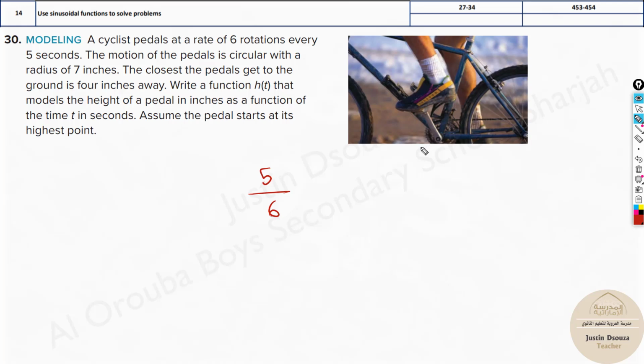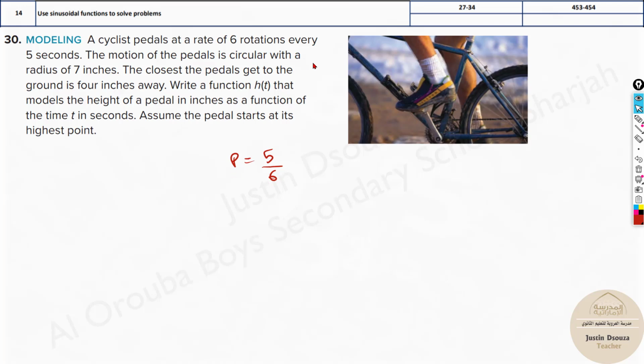I think in the previous video itself, we had a question 1 by 30 or something. In 1 second, there are 30 rotations. Same way over here, there are 5 seconds, 6 rotations. That is how we write the period. Directly write the period, it's 5 by 6. Seconds divided by number of times you're rotating. In 5 seconds, so many rotations are happening.